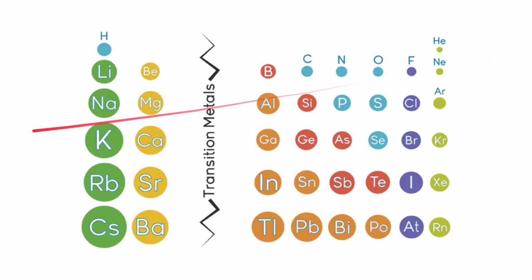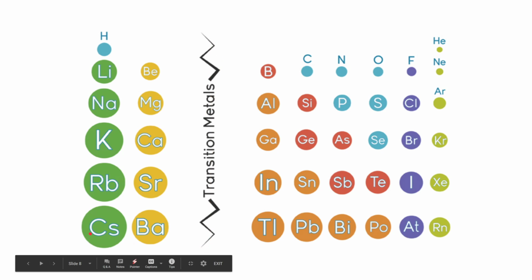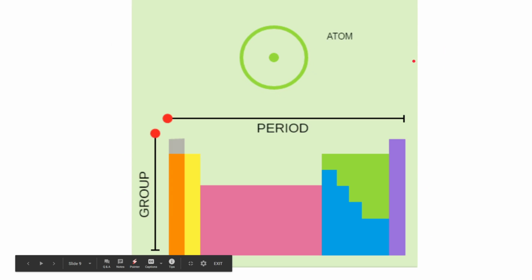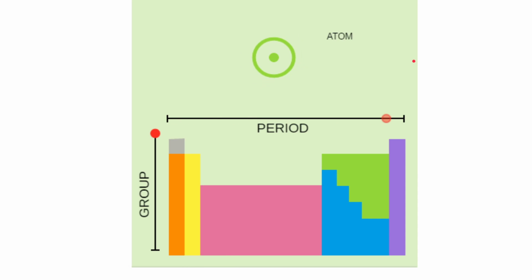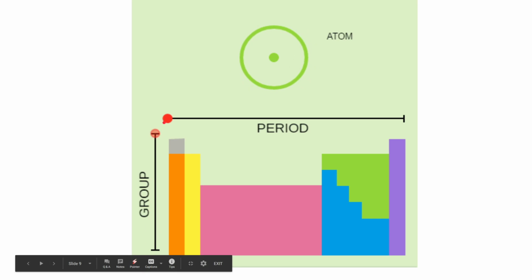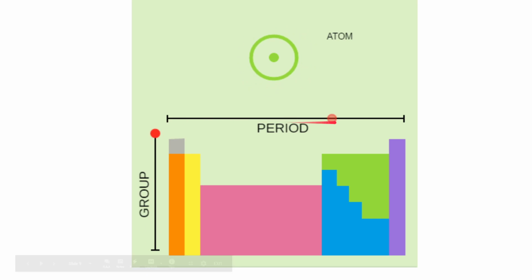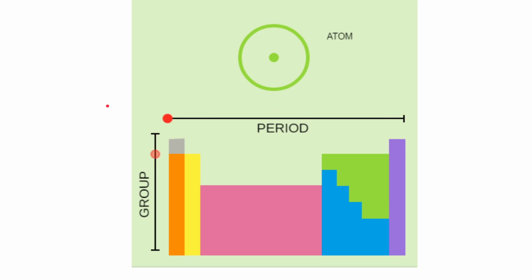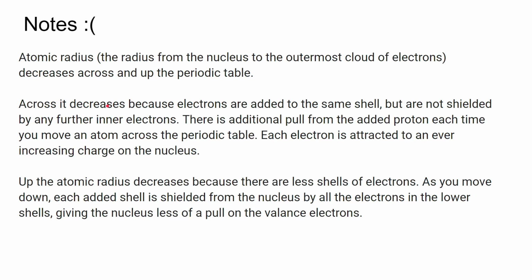This is probably a better way to look at it. You've cut out the transition metals and you can see that it's getting smaller as you go along and it's getting smaller as you go up. This is a nice GIF explaining it. So as you go down, it gets bigger. As you go up, it gets smaller. As you go across, it gets smaller. As you go back along, it gets bigger. Cool. So these are notes. Put these in your books so you have them for the end of the year.